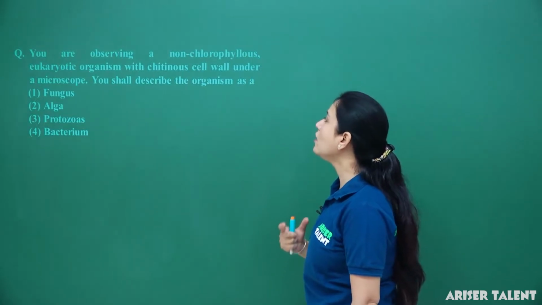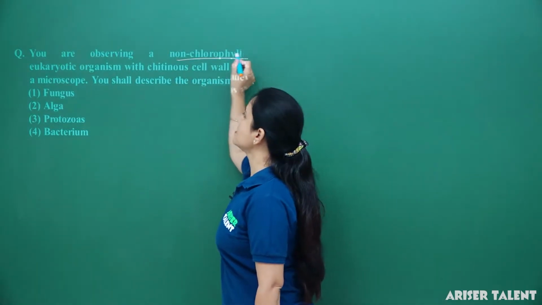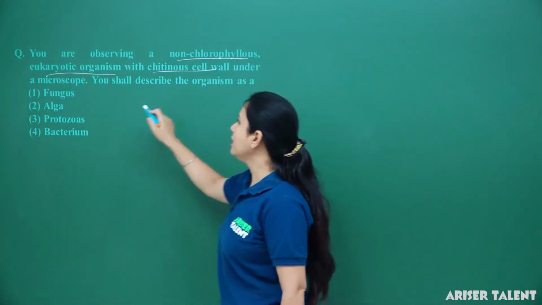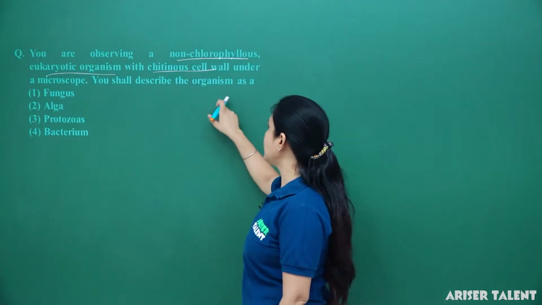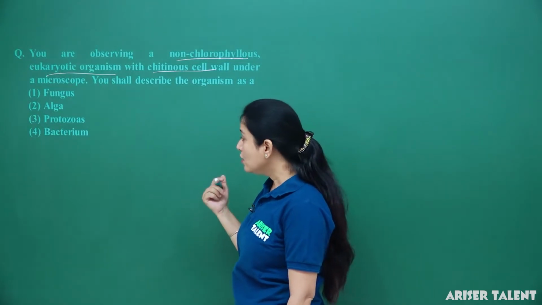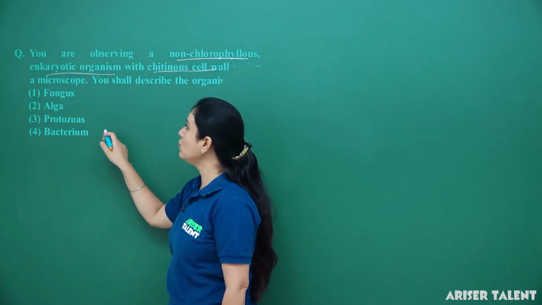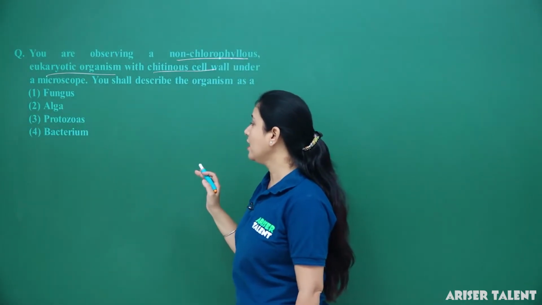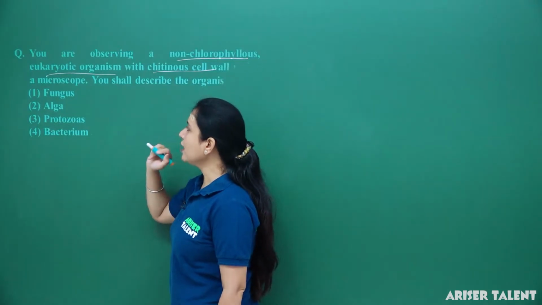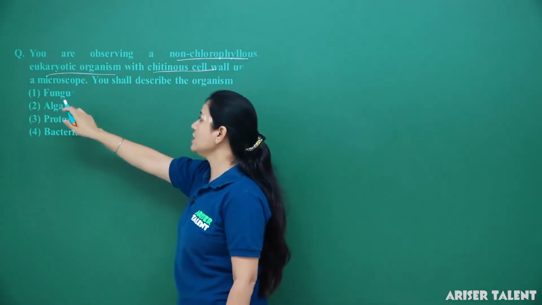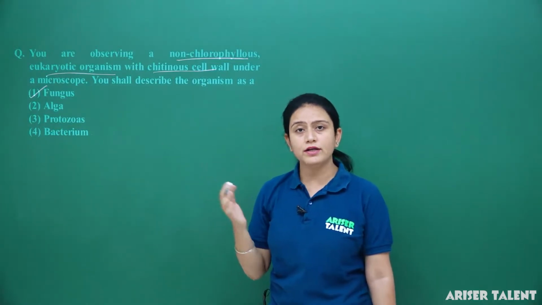Next is, you are observing a non-chlorophyllous eukaryotic organism with a chitinous cell wall under a microscope. You shall describe the organism as a fungus, alga, protozoans, or bacterium. If we talk about bacterium and protozoans, they do not have a chitinous cell wall, okay. Even they are prokaryotes, okay. Alga does not have these features. So, the option is fungus.